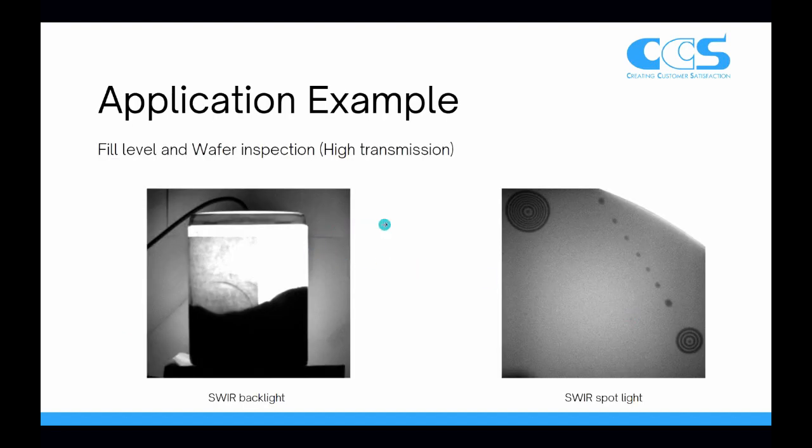Other application examples are fill level. So this is a backlight with a coffee can. No other light is going to be able to give a fill level so clear. And wafer inspection, very common for this. This is actually looking at the front side of a wafer that to the visible eye appears totally plain, but the SWIR light is able to see through all of the layers and see what's on the back by looking at the front. So using SWIR in wafer inspection is a very, very common application.